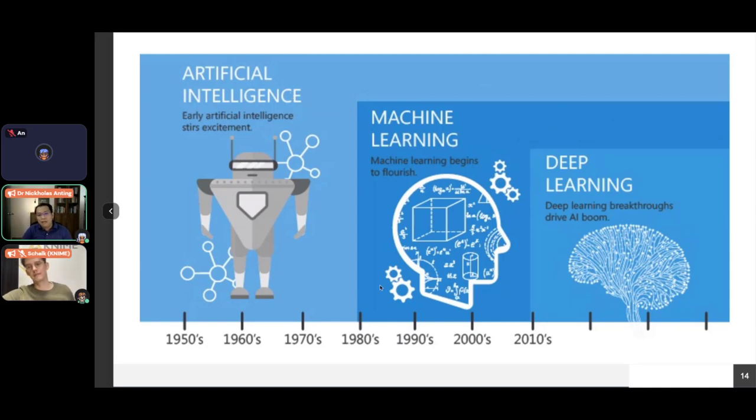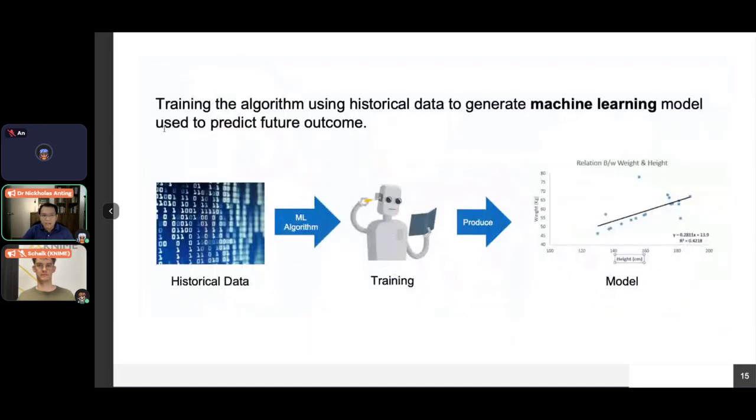Okay, starting in the 1980s, people talked about machine learning, and these days people talk about deep learning. Deep learning is a new breakthrough that drives the AI boom in our world these days. So you see, machine learning is a part of artificial intelligence. So when we do machine learning, it means that we do artificial intelligence.